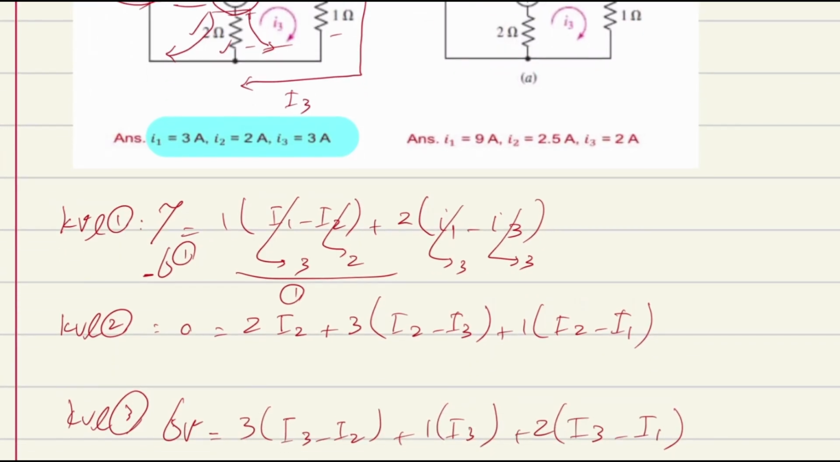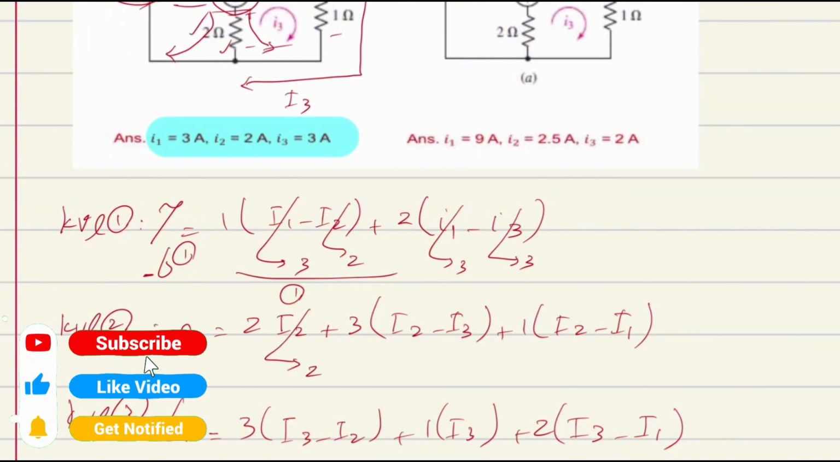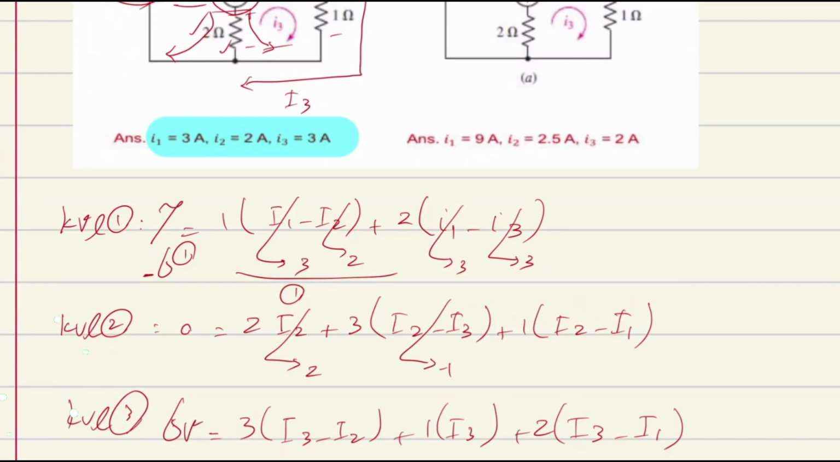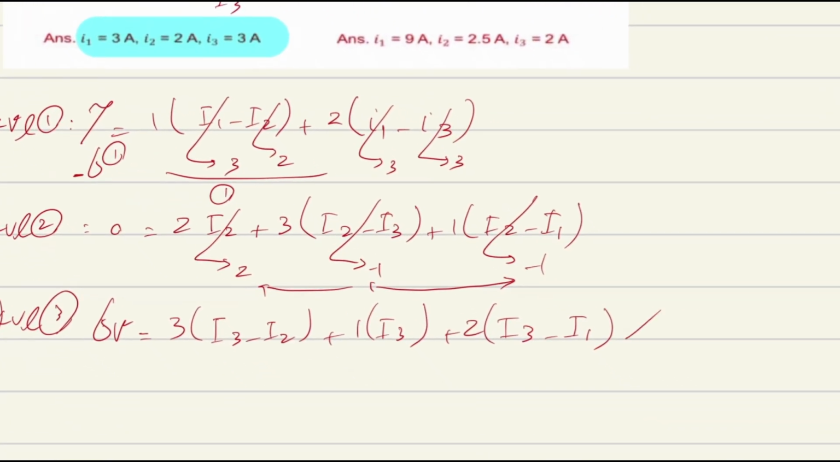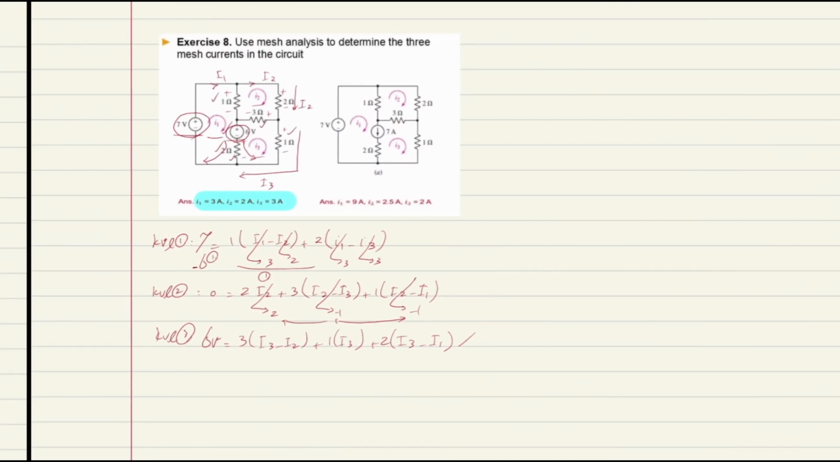For the second one, I have 2 times I2, which is 2 times 2 amps. And I2 subtracted by I3 is 2 subtracted by 3, which is -1. And I2 subtracted by I1, I'm sorry, is going to be -1 itself. So -1 plus -1 is -2, plus 2 is 0. If you test the third one, you're also going to have the same value. So, as simple as that.